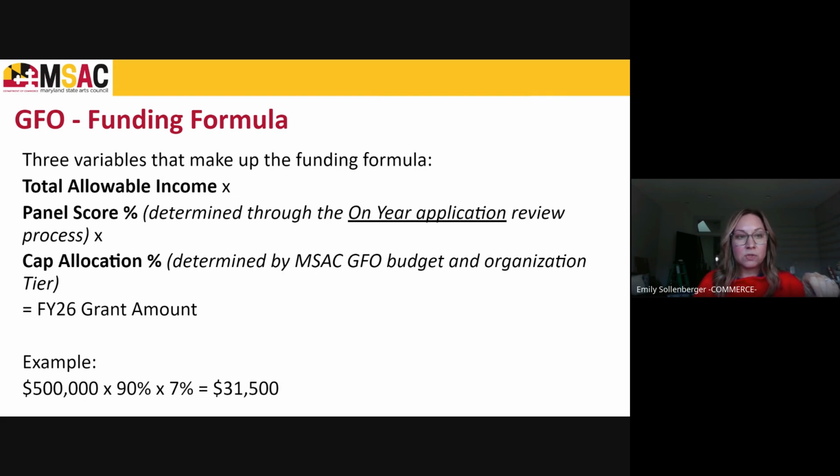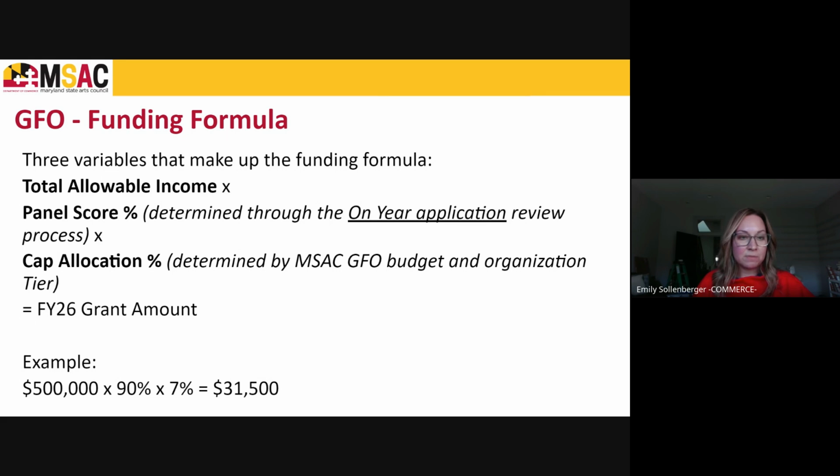Then there's the panel score, which is determined through the on-year application. So you all are going through the on-year application. At the end of the review period, you will have a panel percentage score. And then that percentage score will also carry through to the off-year applications. So you essentially have this percentage for 3 years.